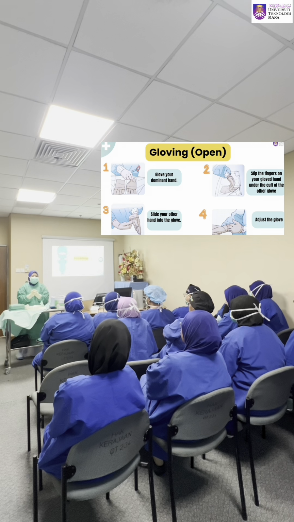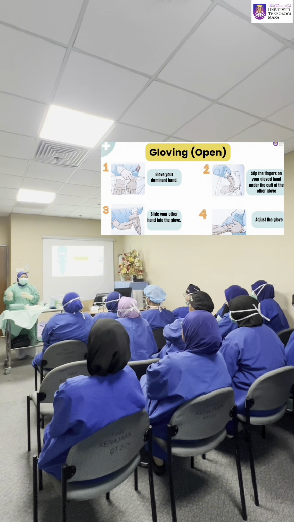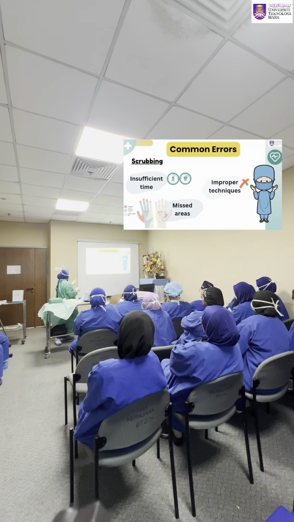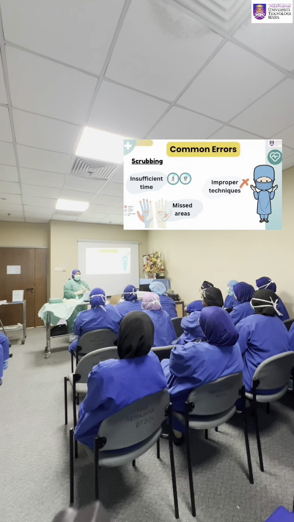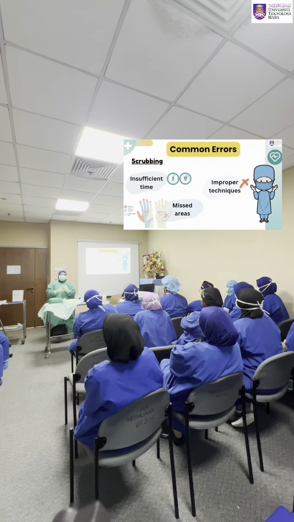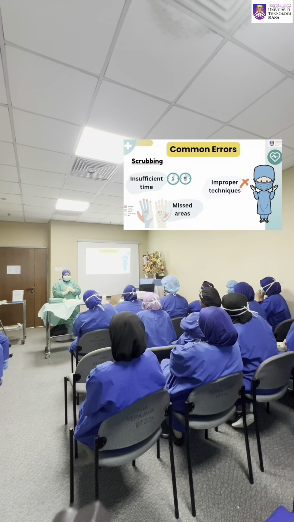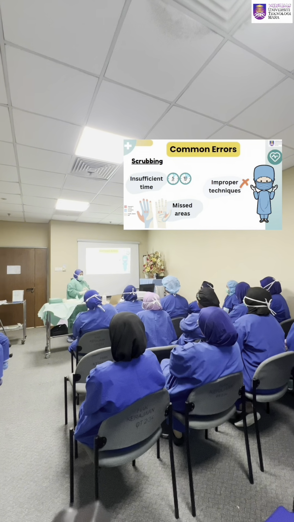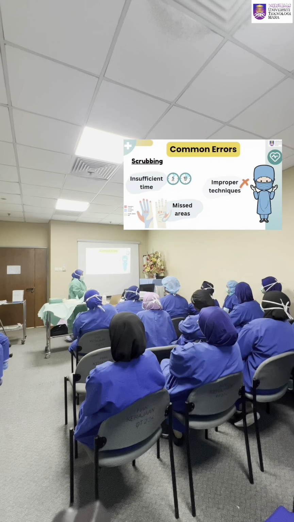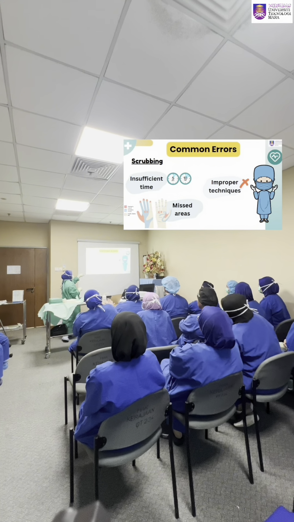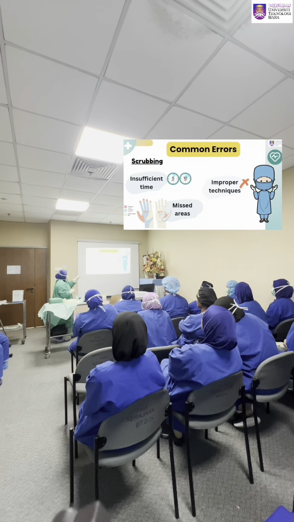Alright everyone, now we have done the procedure of scrubbing, gowning and gloving. Next, we need sterile personnel to tie our gown. Okay, here are the common errors we make during scrubbing, gowning and gloving. For scrubbing, first, there is insufficient time where the person rushes during surgical scrubbing and uses improper techniques.